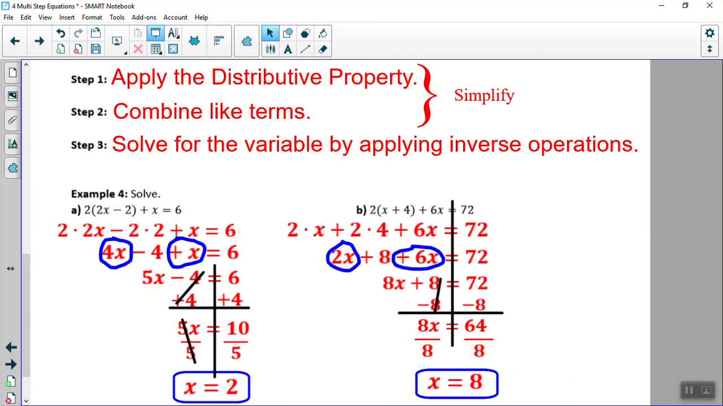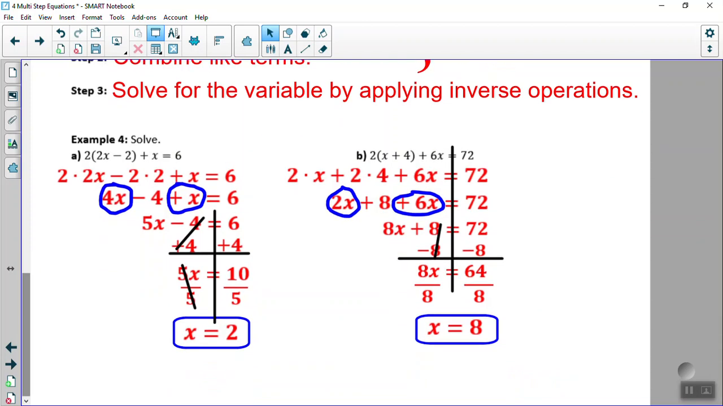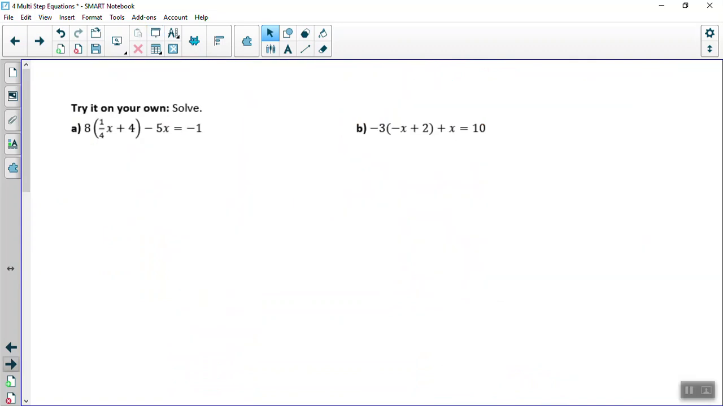Okay, so once we go to put it all together, key thing is, first you distribute, then you combine like terms. Like terms must be on the same side. Then we start our solve process. That's when we start using our inverse operations to get terms from one side of the line to the other side of the line.